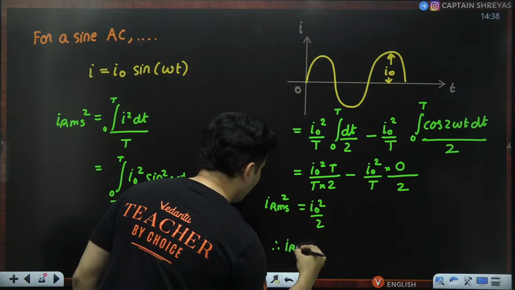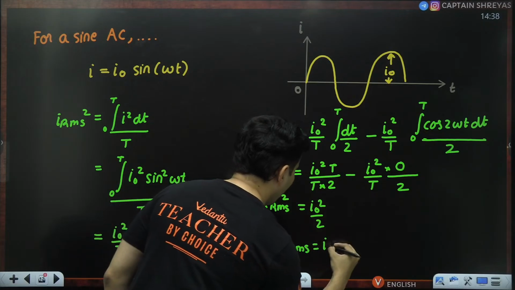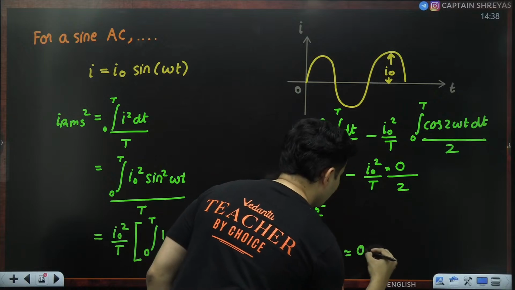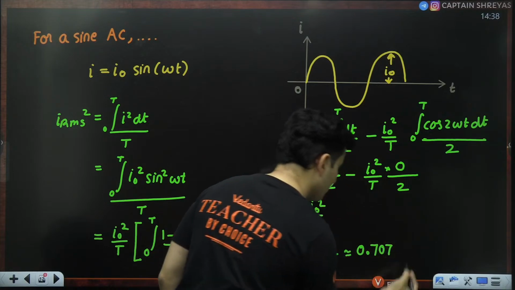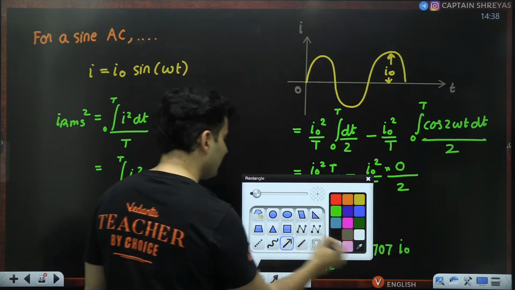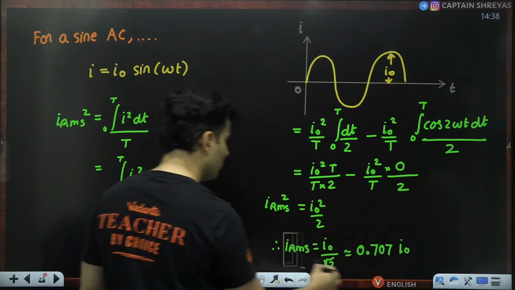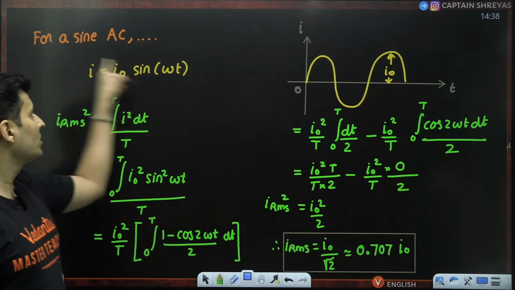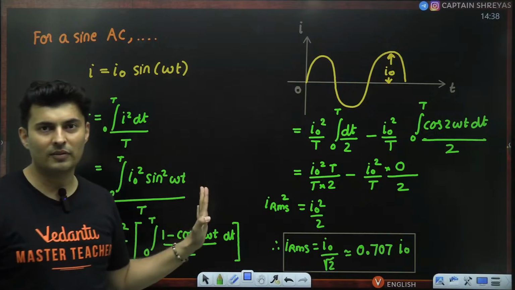Therefore, the RMS value will be I naught by root 2. Now, 1 by root 2 is approximately 0.707, which you should remember as a value for ease of calculations. This is something I believe you should remember, because it will be useful for many problems, because most of our problems will be sine or cos functions only.